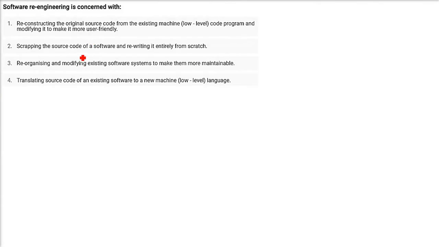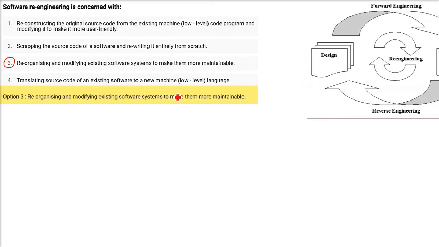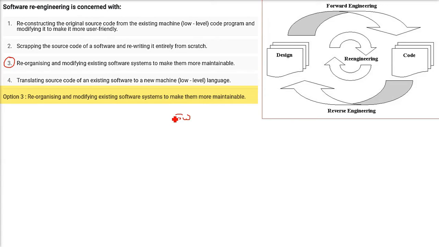Software reengineering is concerned with, okay, I want you to read all this and just try to get the answer. The answer is the third one. Software reengineering is reorganizing and modifying the existing software system to make it more maintainable. So you need to convert, change, or modify the software. Then you don't have any old software, any supporting document, or any support. But the cost of changing the software is quite high, while the cost of maintaining is low. So the better way is to maintain it.